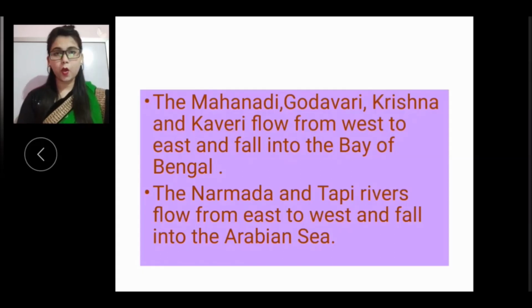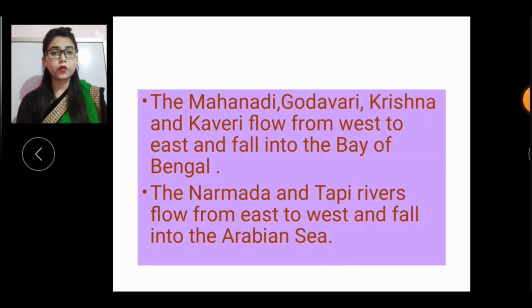Because to the east side of India, which water body is located? Yes, you are correct. Bay of Bengal. And to the west side of our country, which water body is located? That is the Arabian Sea. So you have to remember these river names.